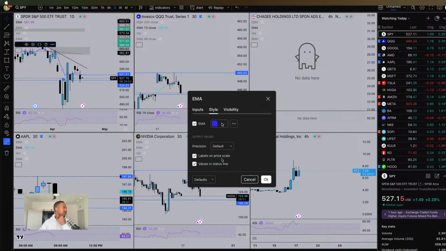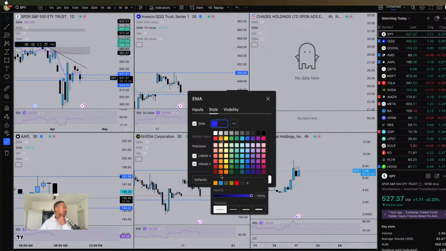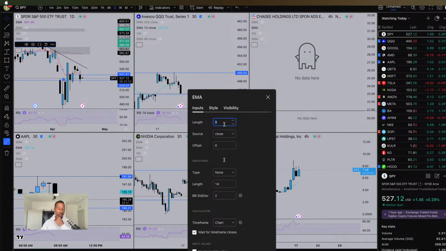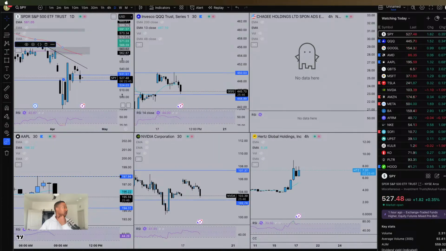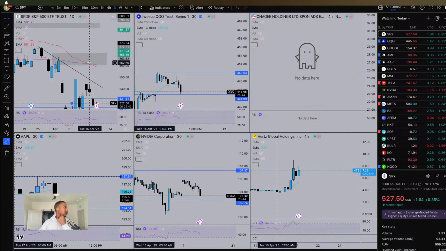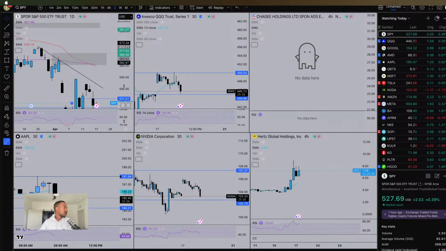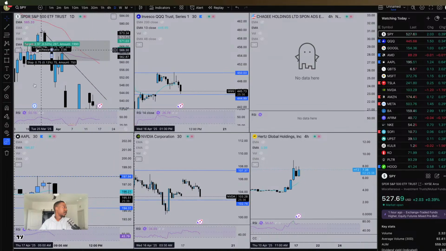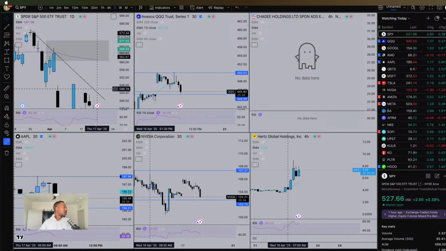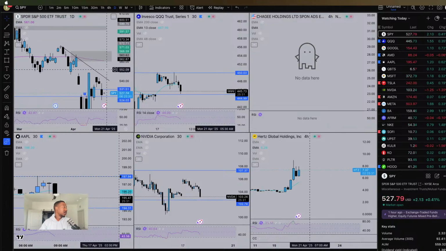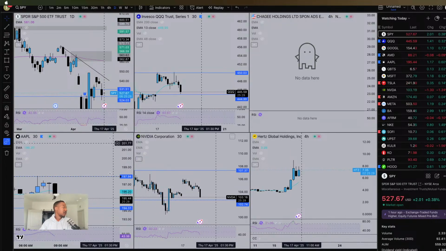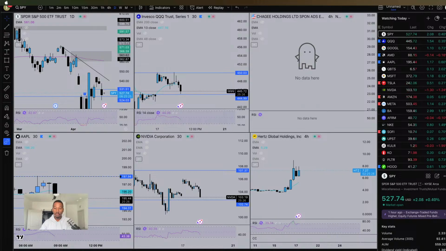And we need to adjust it. So we'll make it, I don't know, let's go red. And then this one would be 50. And there you have it. This is where the death cross has occurred. This little cross right here, that's the death cross that everyone's referring to. But apparently it's often preceded by a bounce, so we'll see.